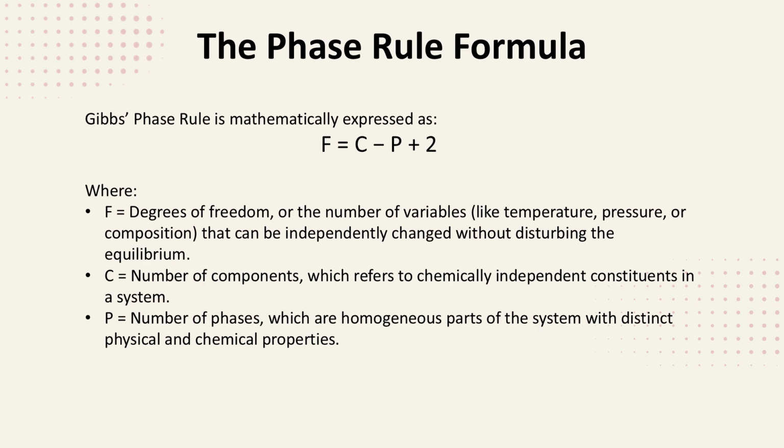The formula for Gibbs phase rule is F equals C minus P plus 2, where F is the degrees of freedom, representing the number of variables that can independently change without impacting equilibrium. C is the number of components, the minimal independent substances that define the system's composition. P is the number of phases, physically distinct, homogeneous parts of the system. This formula helps us understand the constraints and flexibility in phase behavior across different systems.